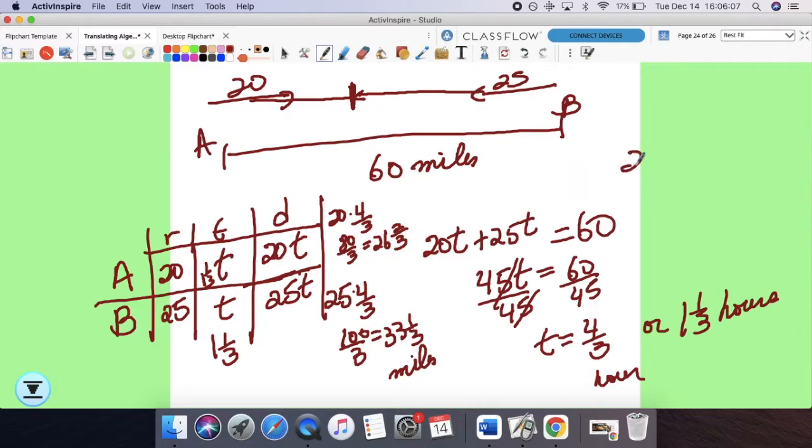Now, if you combine those two, distance of car A traveling, distance of car B traveling, you'll notice that it does equal 60. So, very good. But the question only asked for this, right? For how long did both cars travel?